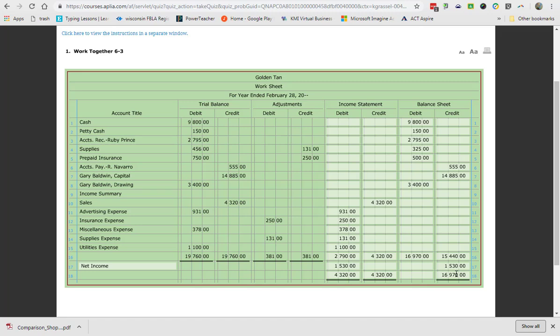Now, I need you to think for a moment, what would we do differently if it was a net loss? So the number would go here as a credit, and then as a balance sheet debit, and what else would change? One more thing. This would say net loss. Okay? You will have one assignment in this chapter where you will have a net loss. One. Try her on your own.